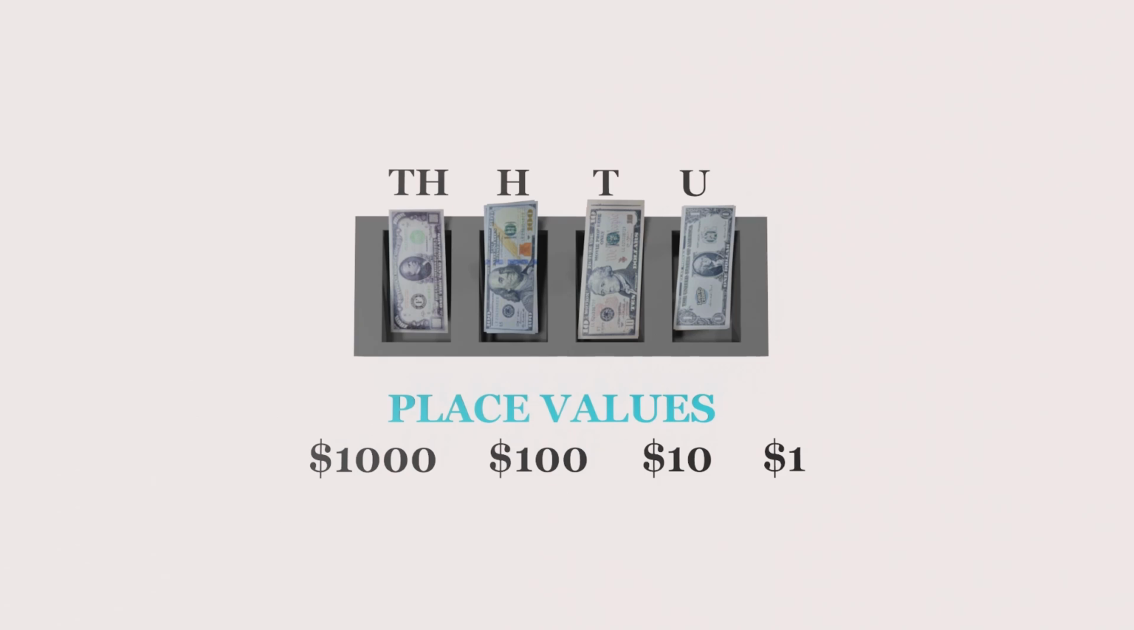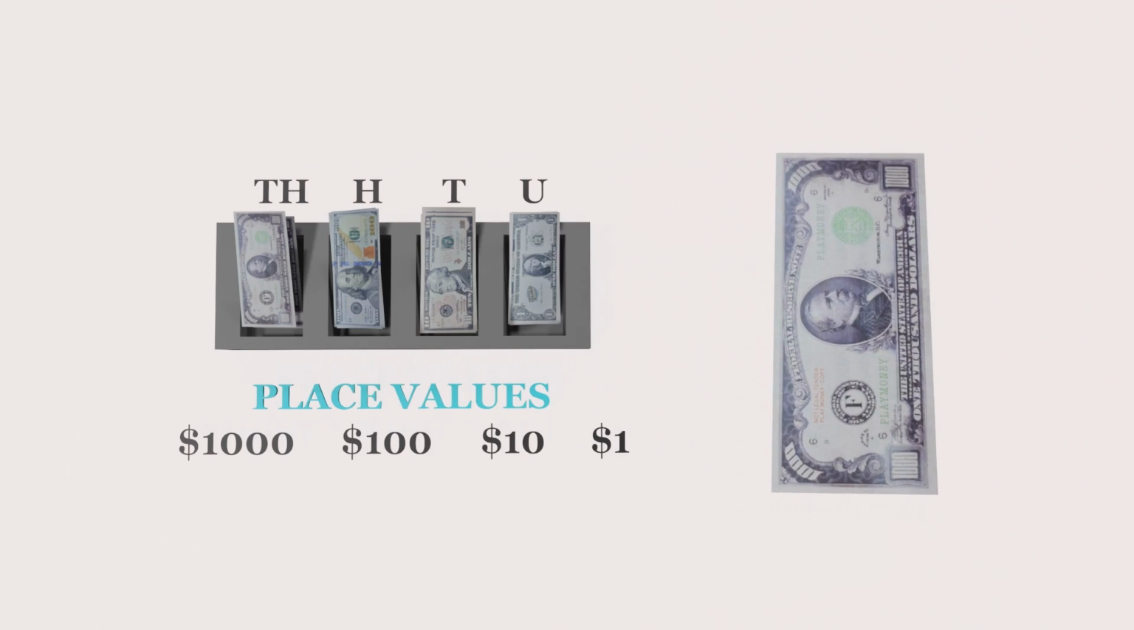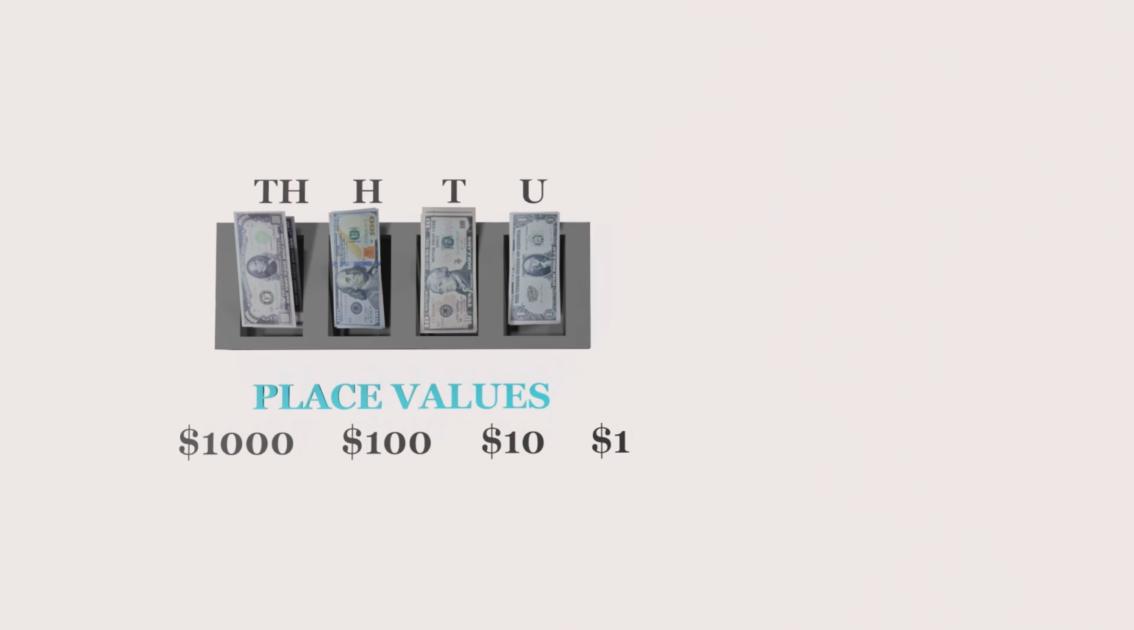We'll start with the $1,000 bill. Will the cashier give you any $1,000 bills? No, because the amount of change is less than $1,000. Since 0 $1,000 bills are given out, we'll write 0 under the thousands place. We now have this.